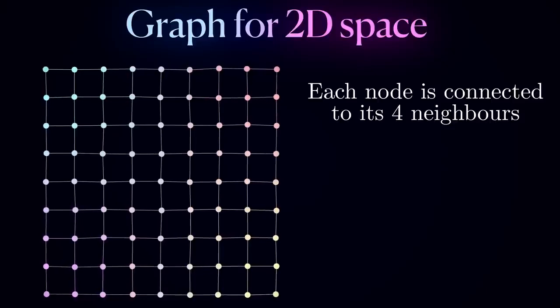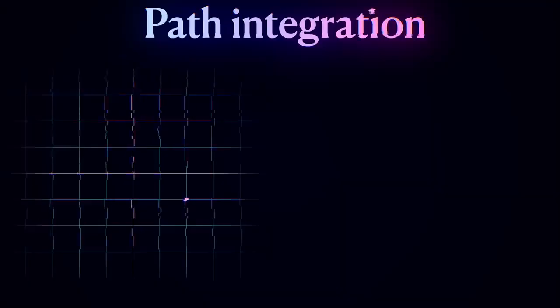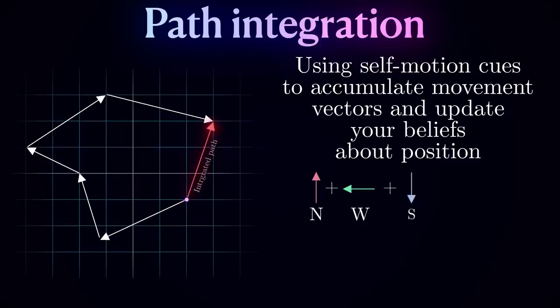To effectively perform tasks, however, it is essential that you know where you are located on this graph at every point in time. Otherwise, there is no point in having organized knowledge in the first place. To keep track of where you are, you can use what's called path integration. In the physical space, it refers to using self-motion cues, such as movement speed and direction, to accumulate movement vectors and update your position. For example, you know that taking a sequence of steps in the direction of north, then west, then south, then east will take you back to where you started.